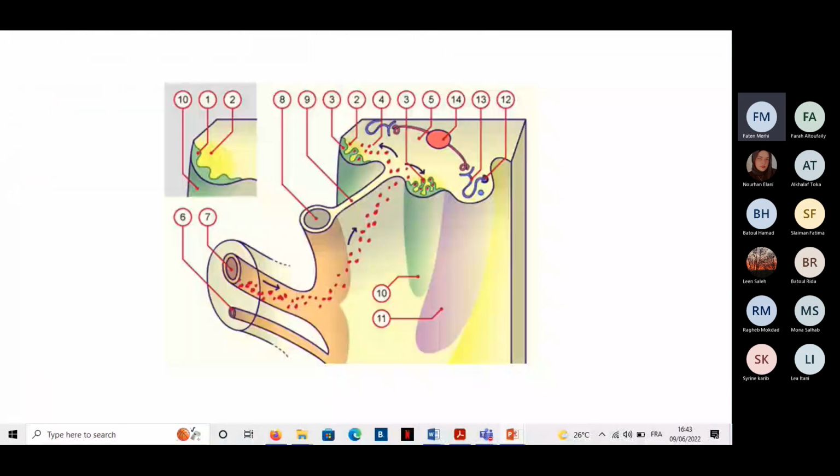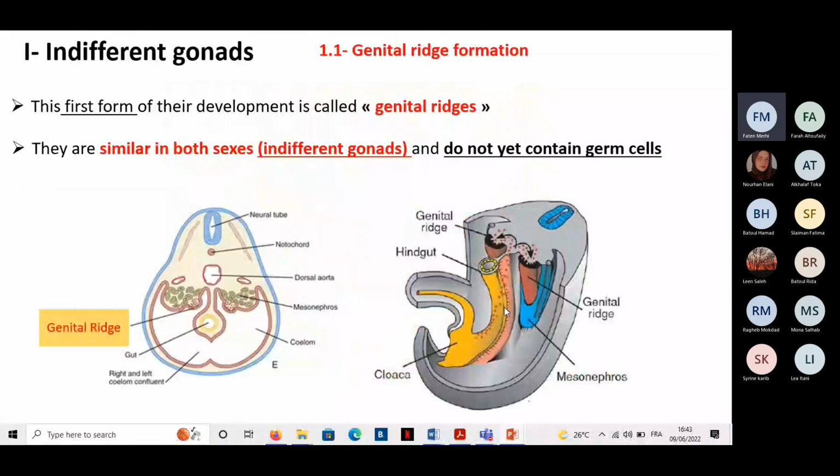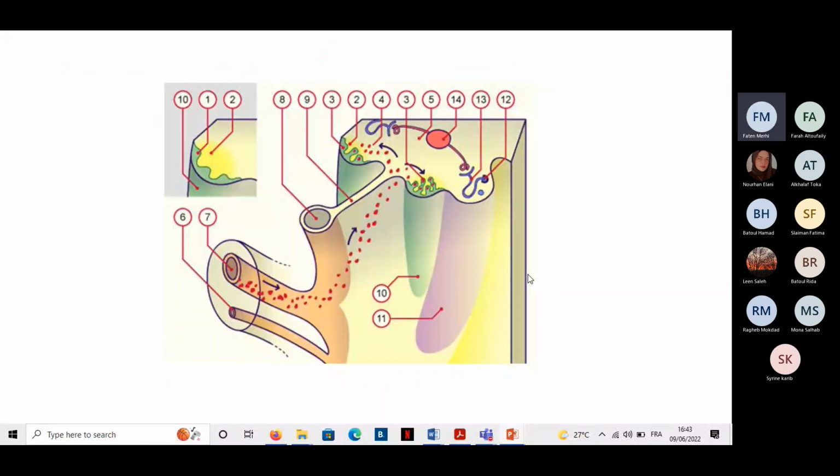We were talking here about the formation of the genital ridges. Those genital ridges are represented here. You have this figure in your books also, and here you can see this is the mesonephros, the kidney, the mesonephros kidney. This is the back, and here you have the genital ridges. In green you have the genital ridges.